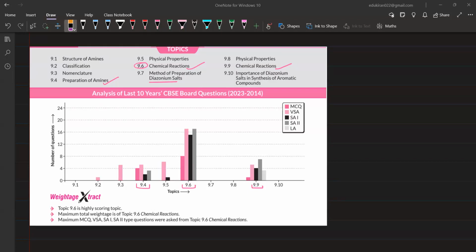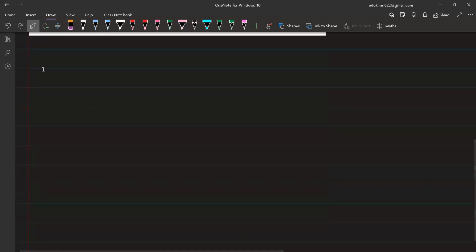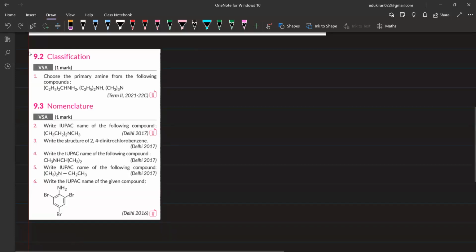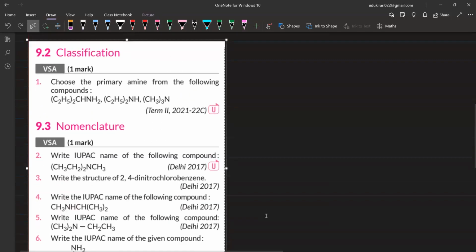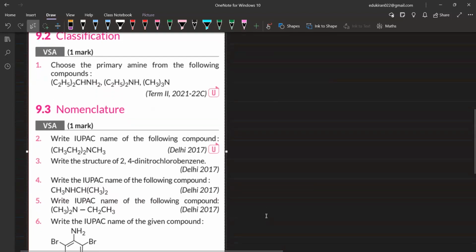Now the first question will be, one second. Okay, fine. Let us do some nomenclature and classification problems. Although recently, after the pattern change, there have been no questions from these topics. These are questions from 20... just a 1 mark question that came in term 2, and these are all previous year questions from before the pattern change. Even 2021 to 22 was not a similar pattern as we are having right now.